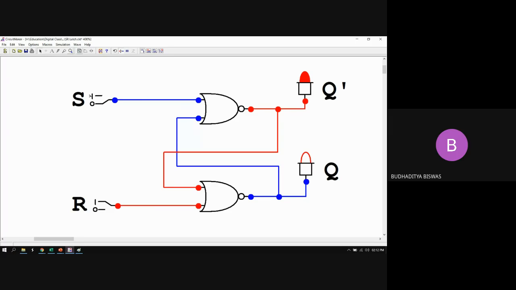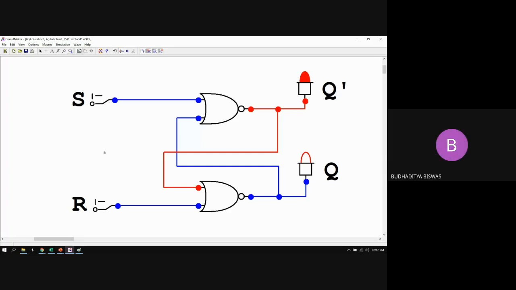Yes, S is connected to 0, R is connected to 1. I am now connecting R to 0. Now let's see what will happen. What will happen? The situation is same, sir. So nothing is changed as the output. Whatever the previous output was, Q equal to 0, Q bar equal to 1. When I connect R equal to 0, when both the inputs are connected to 0, then nothing will change. Q remains 0, Q bar remains 1. Everybody see this thing? See this one? Yes, sir.